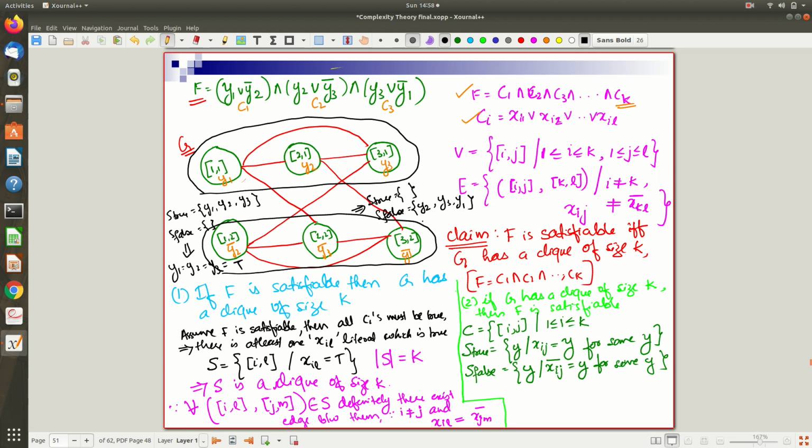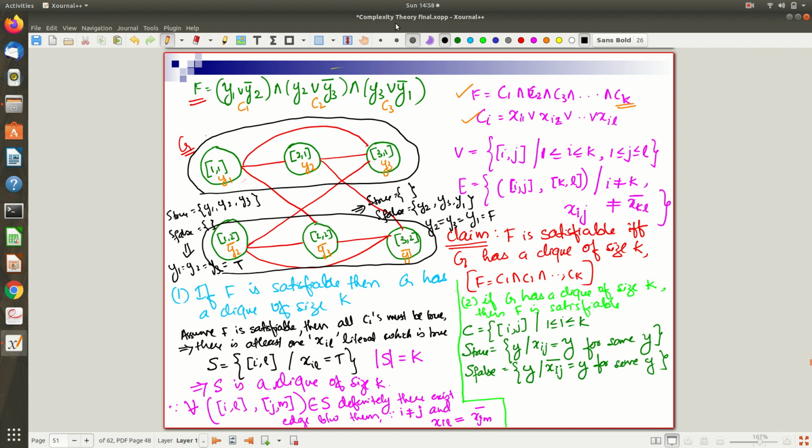Now, corresponding to this clique, I have a different satisfying assignment, and what is that? If literals are coming from S false, make them false. So y2 equal to y3 equal to y1 equal to false. This is going to be the satisfying assignment. y2, y3, y1 false means their complements are going to be true, so all the clauses are true and the formula is also true. Okay, so this is what we are doing. Hope it is clear why it is a valid assignment.